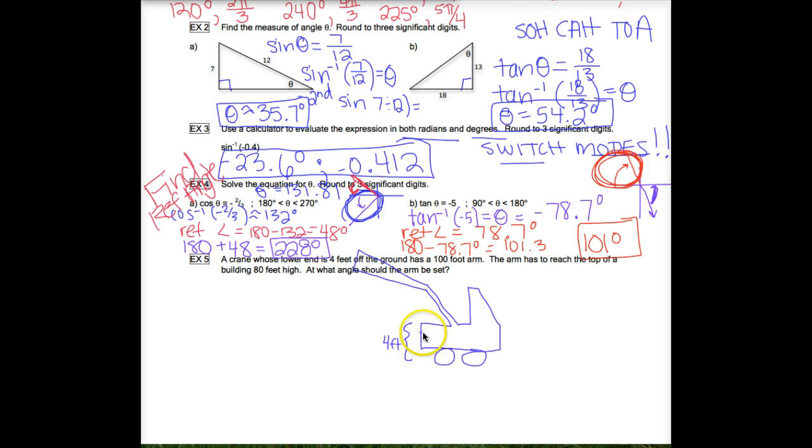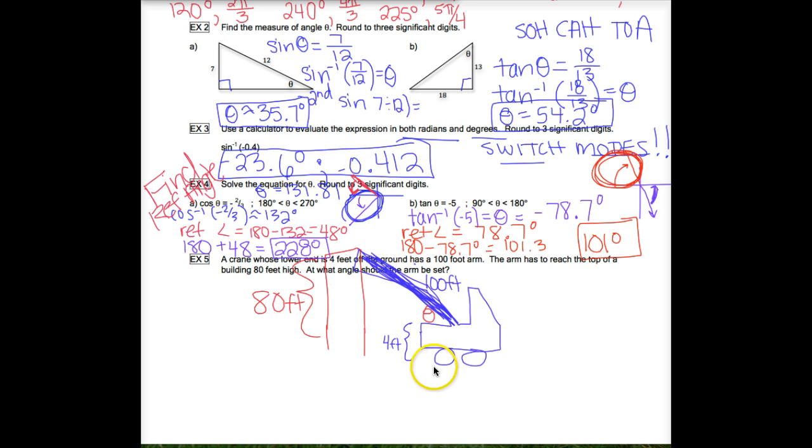And then it says it has a 100-foot arm. Would have been better if I drew this straight, but I didn't. So let's just pretend. Let's make it straight, since I don't have an eraser on my recording software here. So the arm is 100 feet. The arm has to reach the top of a building that is 80 feet high. Obviously not drawn to scale. Here's my building. And I know that the building is 80 feet. At what angle should the arm be set? Okay, that's easy enough to find. There's my angle, there's theta.